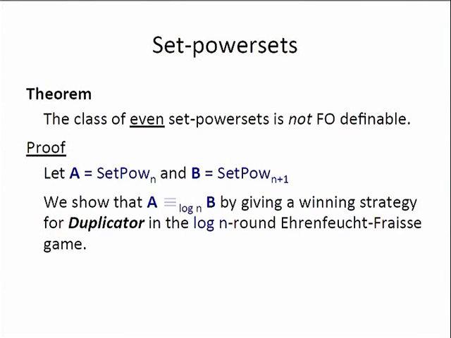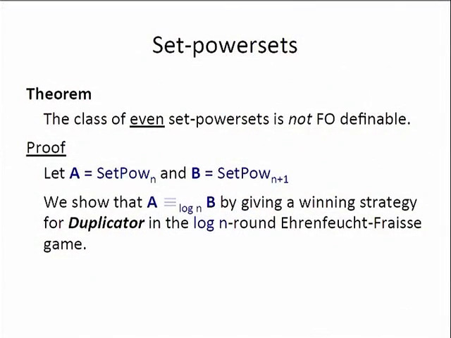Okay, so now the theorem I want to show you using Ehrenfeucht-Fraïssé games is that the class of even set power sets, however, is not first order definable. So we can't define the class of set power sets with an even number of atoms. And the way I'm going to show this is by considering again a pair of structures, A and B, where A is SetPow_n and B is SetPow_{n+1}. One of those is even and one of them is odd. But I'm going to show that duplicator has a winning strategy in the log n round Ehrenfeucht-Fraïssé game.